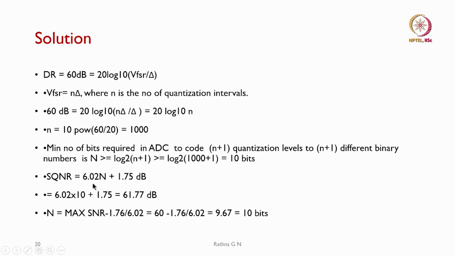Now we have to calculate the signal to quantization noise ratio with the number of bits selected as 10. Substituting into 6.02 n plus 1.76 dB, I get a signal to quantization noise ratio of 61.77 dB. Using the equation for the number of bits, the maximum signal to noise ratio minus 1.76 divided by 6.02, you get 9.67 bits needed. So, the nearest one is 10 bits.